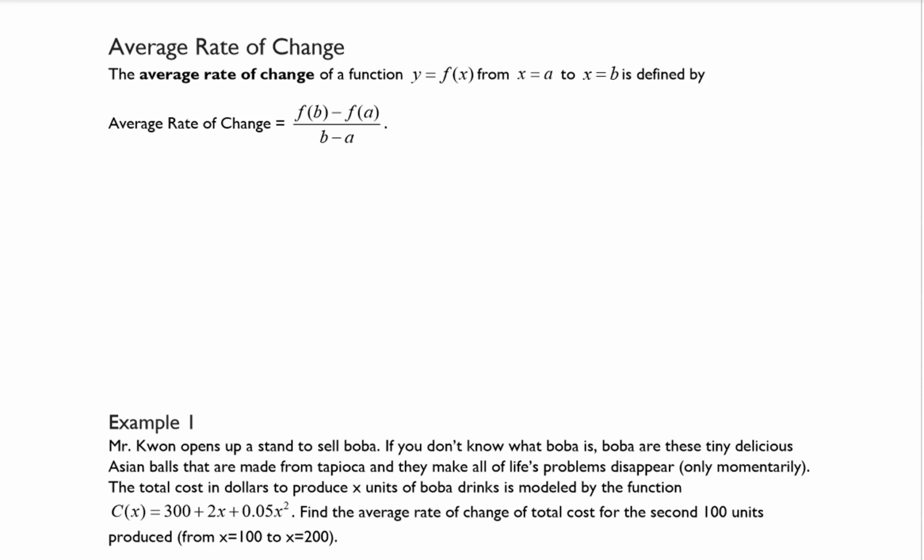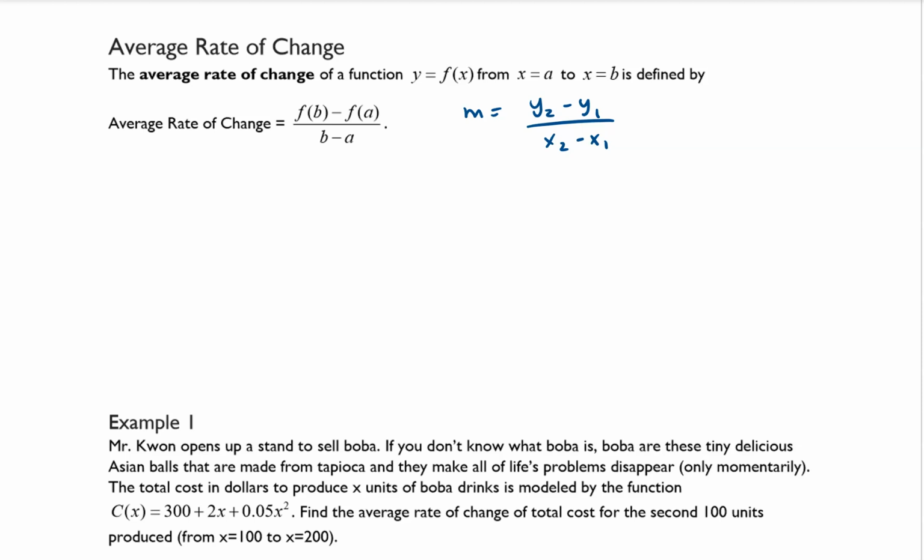In the previous example, where Mr. Kwan was going to Kim Kardashian's baby shower, we basically used this formula that we're about to talk about, which involves the average rate of change. So the average rate of change of a function y equals f of x from x equals a to x equals b is defined by this formula. Average rate of change is equal to f of b minus f of a over b minus a. And again, this is basically the slope formula, y2 minus y1 over x2 minus x1.